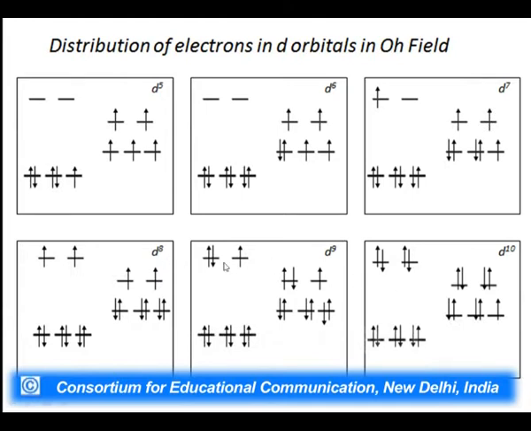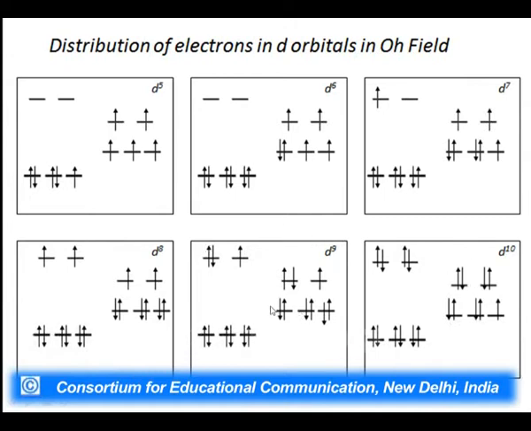In d8, d9, d10, kindly remember that there is only one type of distribution, whether it is a weak ligand or a strong ligand, the number of unpaired electrons remains the same. Here it is 2, in d9 it is 1, in d10 it is 0.